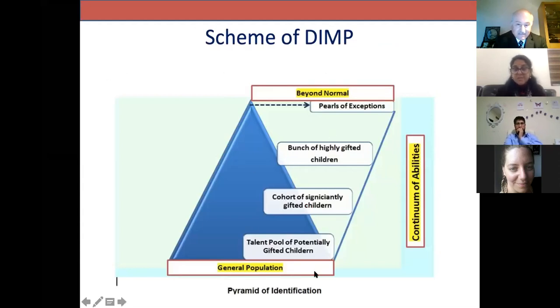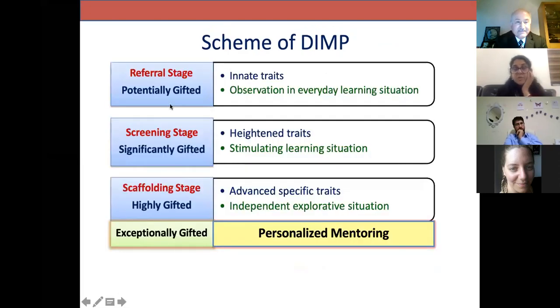And this is the pyramid of identification. The first is the talent pool of potentially gifted children. So this is the cohort. And then we move to significantly gifted children, and then we move to highly gifted children. And definitely after this stage, we reach the exceptionally gifted children. So this is the same scheme which I was talking about. At the referral stage, we talk about potentially gifted. At the screening stage, we talk about significantly gifted, and at the scaffolding stage, we talk about highly gifted students. And from this stage, we talk about exceptionally gifted students.